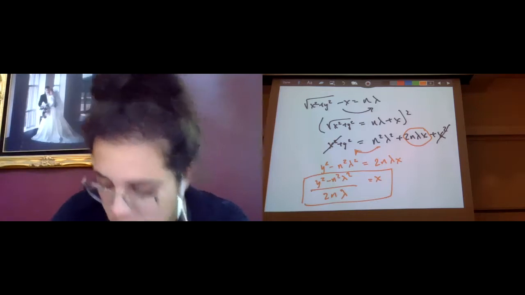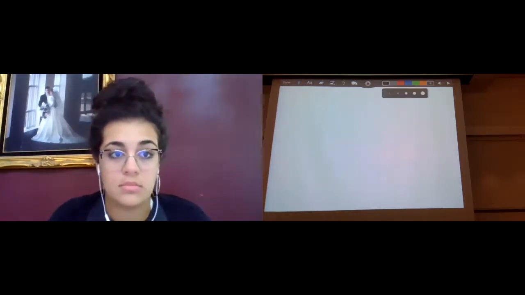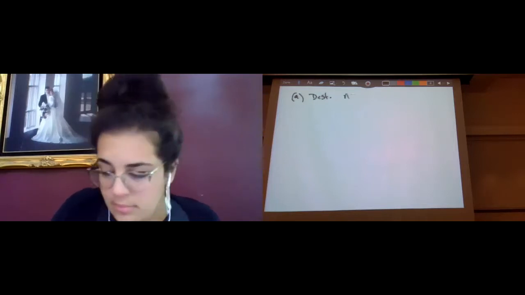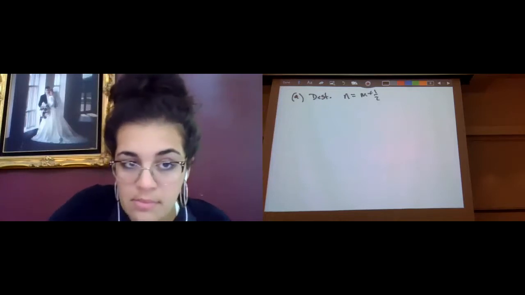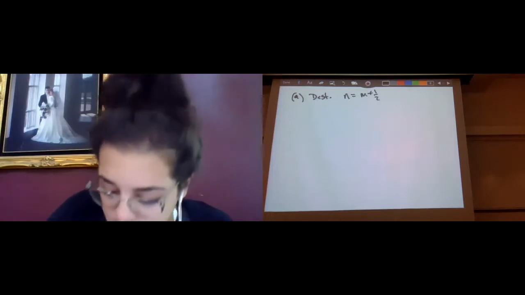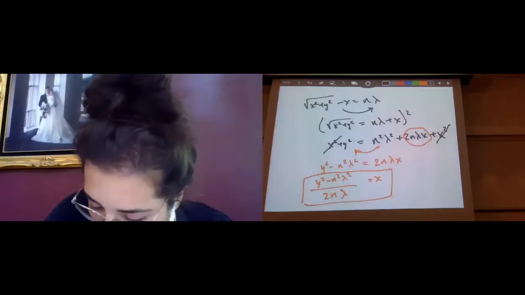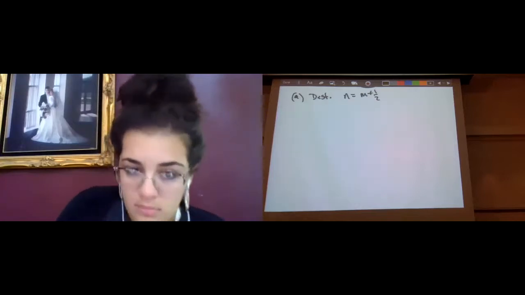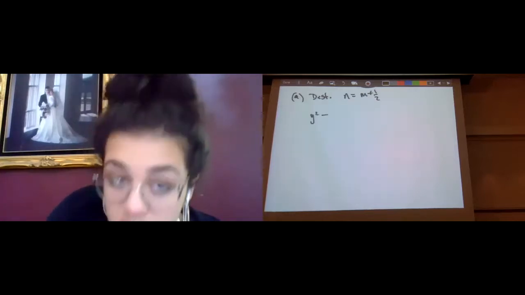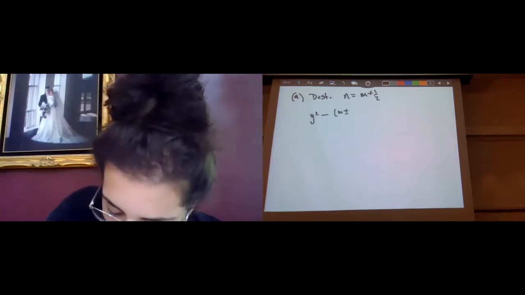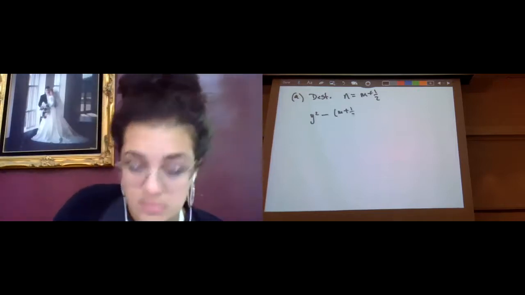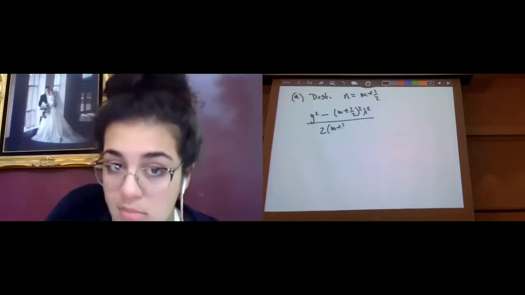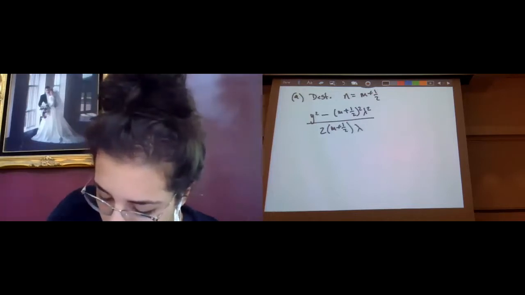So good. So all that means then is what? For part A, since we're looking for when we have destructive interference, we're simply going to let n equal m plus a half. That's it. So I'm going to plug that back into this expression with the fact that n is equal to m plus a half. So I want to solve y squared minus (m plus a half) squared times lambda squared, divided by 2 times (m plus a half) times lambda, is equal to x.